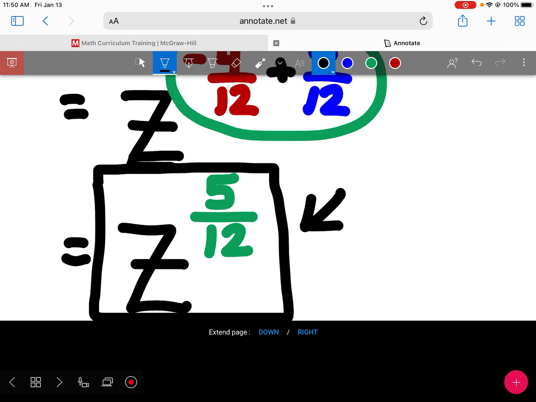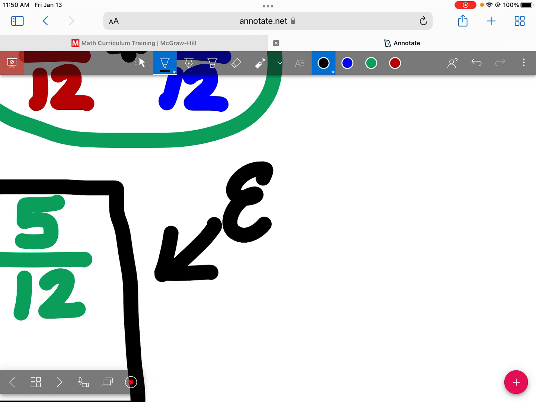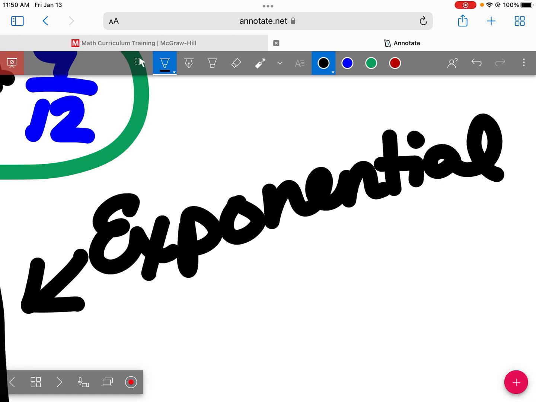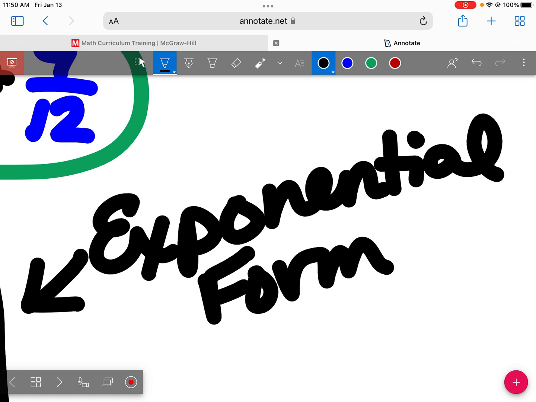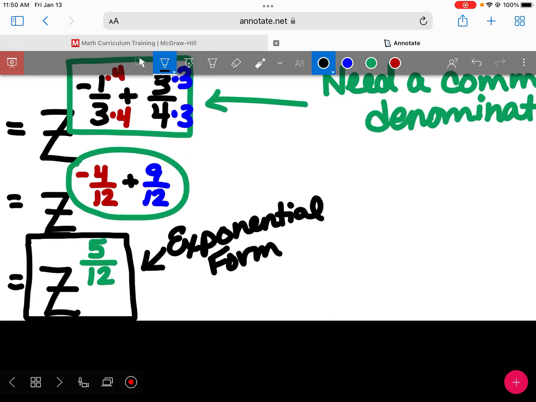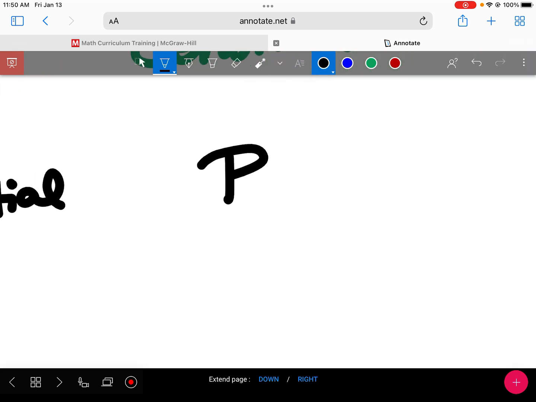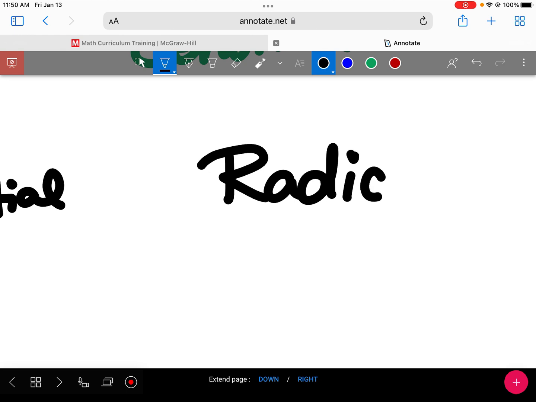Is this exponential form or radical form? This is exponential form. How do I know? Yes. My exponent is a fraction, but not only that, what symbol is it missing? R. Yeah, it's missing that radical symbol. If you see a radical symbol, then it's been written in radical form. Let's look at what the radical form would look like, and then we'll go back and do part B.